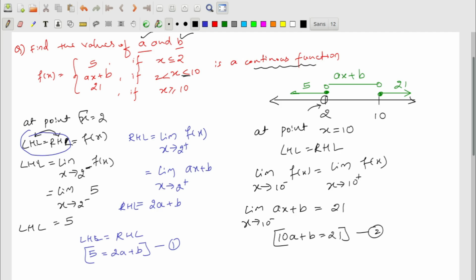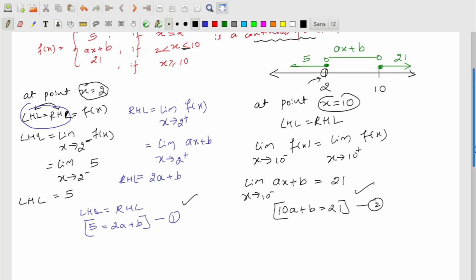So at x is equal to 2, LHL is equal to RHL. We got the first equation. At x is equal to 10, again LHL is equal to RHL. We got the second equation. So now here we are asked to find the value of a and b. So now you take these two equations, solve, and then get the a and b values, right?